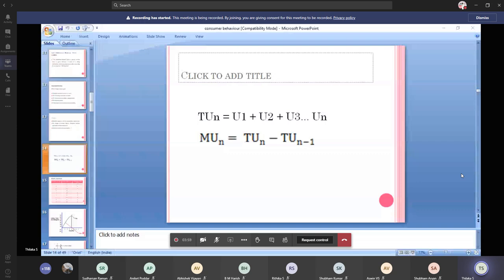Likewise, the marginal utility, the marginal refers to the additional which is made to the total. So the marginal utility refers to the utility which a consumer receives from the last unit of the product. So TUn minus TUn-1. So the marginal utility is the utility which is added to the total utility by consuming the last unit of the product. Is it clear?